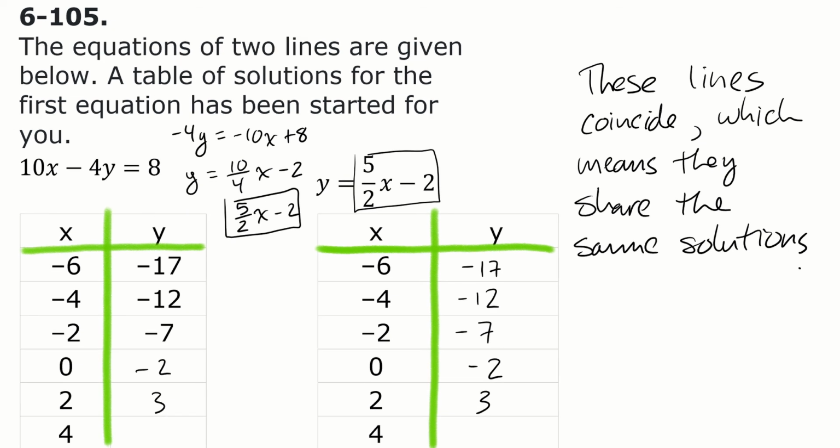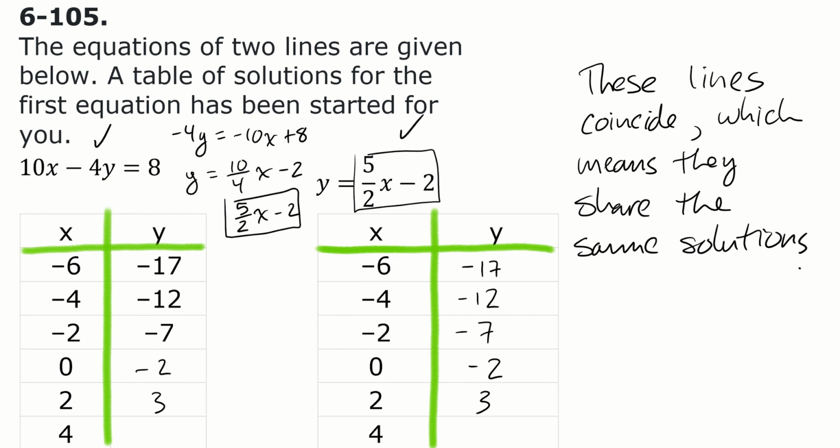I want to caution you, this is kind of like the situation where we're solving a system and we found out that all real numbers work. I'm being very careful here to not say all points work, because all points don't work. There's a select collection of points that will satisfy these equations. It turns out, though, that if an ordered pair, an xy pair, satisfies the first equation, it will also satisfy the second, simply because they're the same. So don't say all real numbers, or all points. Just say that these lines coincide, they share all the same solutions.